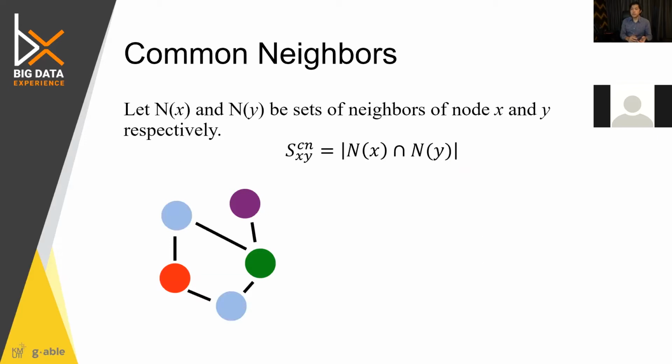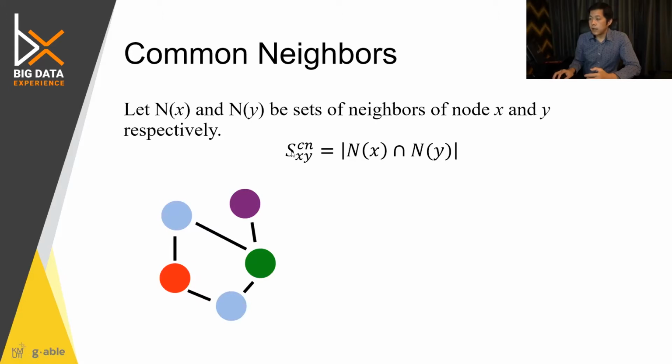In common neighbors, the technique tries to pick out the two unlinked nodes that share the most common neighbors. Suppose we have N_x as the set of neighbors of node x and N_y as the set of neighbors of node y. Then the similarity between x and y is the size of the intersection between the two. The simplest explanation is friend of friend: we want to find the mutual friends, how many mutual friends we have.